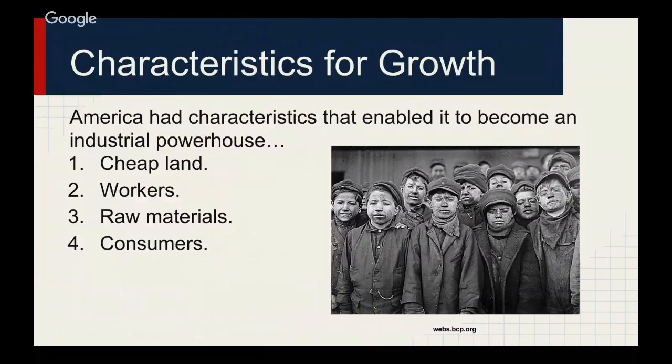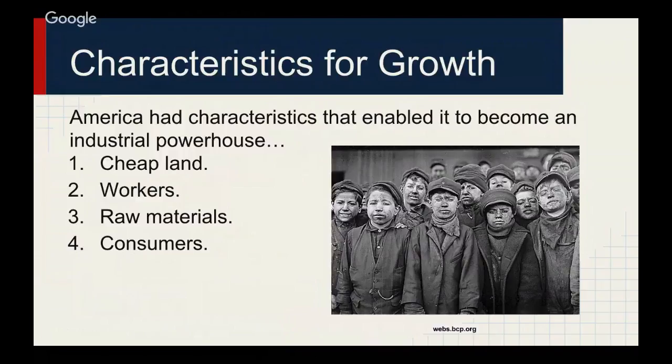Cheap land was plentiful, even on the East Coast, which was not that highly settled at this point in time. The workers were plentiful in both a burgeoning native population as well as many immigrants coming in, and access to plentiful raw materials, because America, as we know, even still today, is quite large in size and blessed with many natural resources. And then with all of these people living here, there were also very many individuals to consume the goods that would be manufactured by American industry.